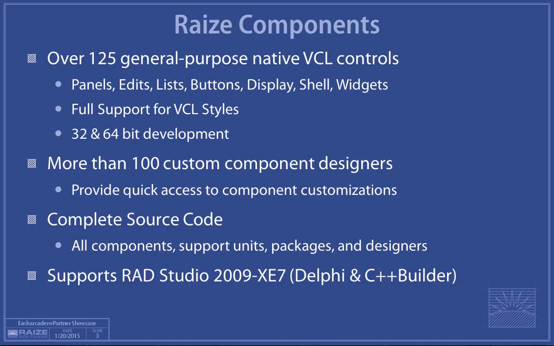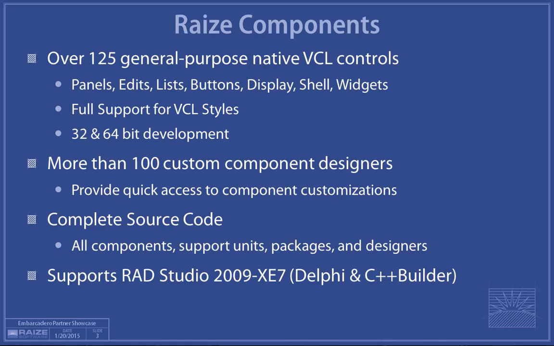So the first product I'd like to talk about is our flagship product, and that is our Raize Components product. It includes more than 125 general purpose native VCL controls, covering a wide range of different control types, so panels, edits, buttons, shell interactions, even just general widgets. We support all the latest technologies, so 32-bit, 64-bit development, VCL styles, etc.